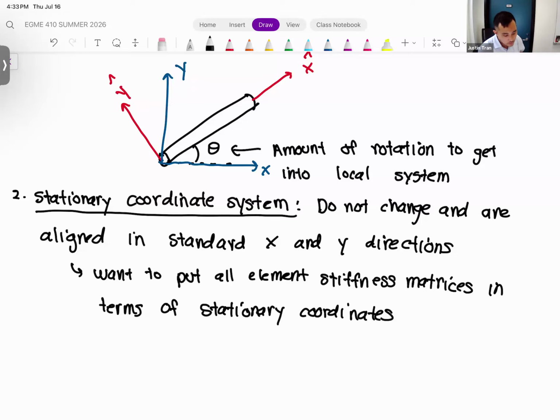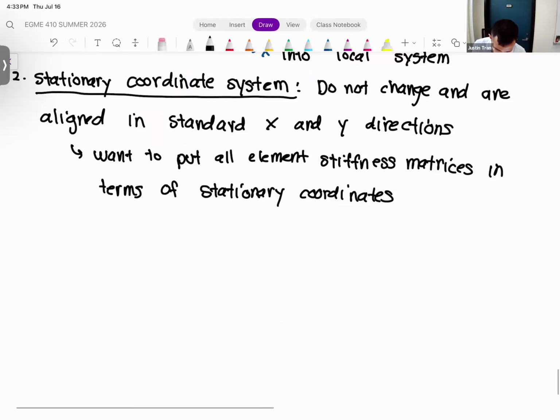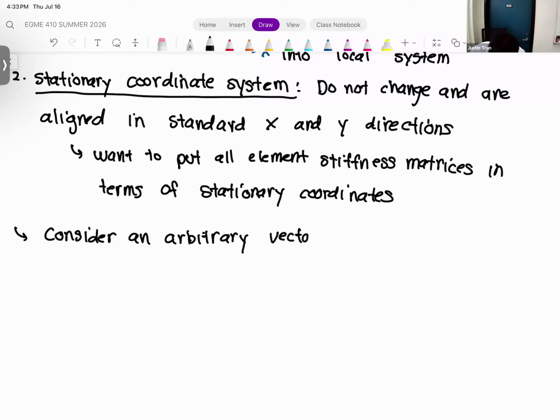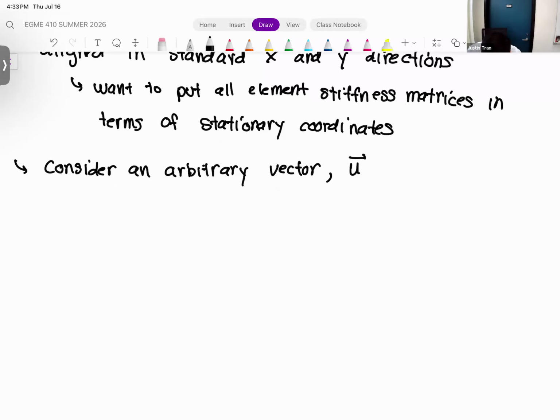Now that we have these two definitions out of the way, let's start to compare them. So let's consider a situation. Let's consider a vector, just a standard two-dimensional vector. We'll call that vector U vector. I'm just going to draw it just like that. It's just a vector in two-dimensional space. It goes in a particular direction.